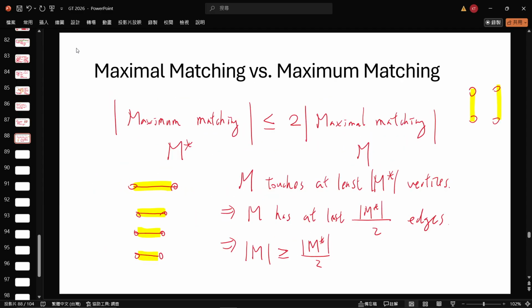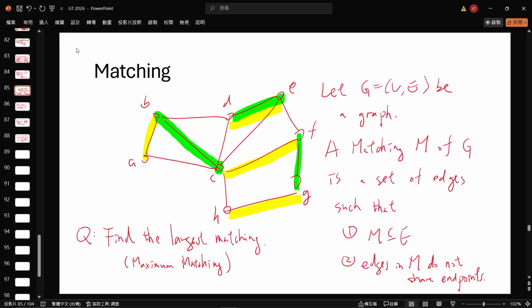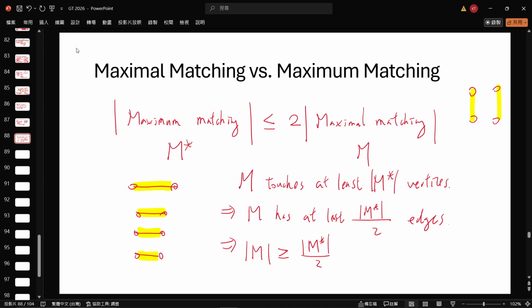Last time we showed that maximal matching is not necessarily the largest one. In this example here, the maximal matching we consider is the green matching, and it has a size of 3, not the largest one. But we showed that they cannot be too far away from the optimal matching. The ratio between the maximum matching and the maximal matching is at most 2.